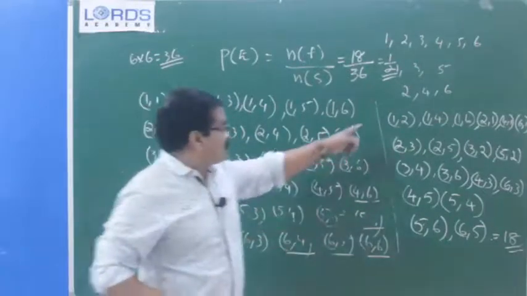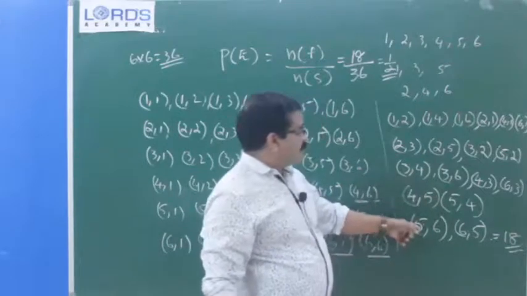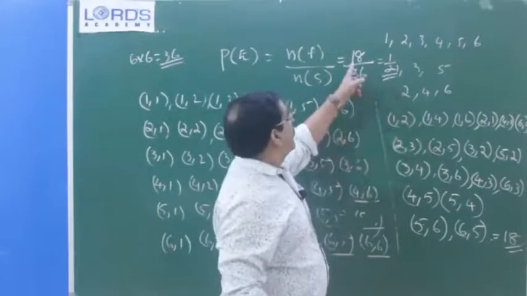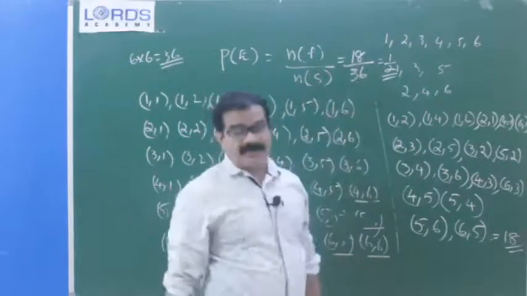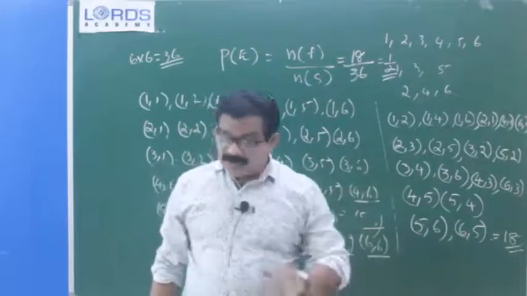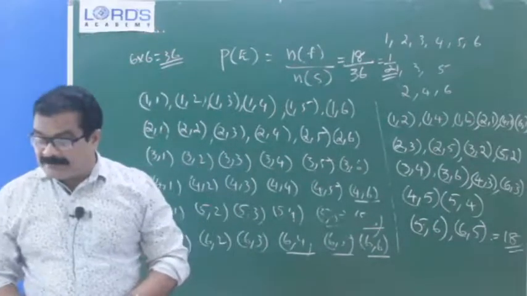You write this. These are the 18 favorable cases. According to the question, you have to write the number of favorable cases, 18, and possible outcomes, 36. Then 18 by 36 you will get. I think all of you understood this part. The next question, number 9.